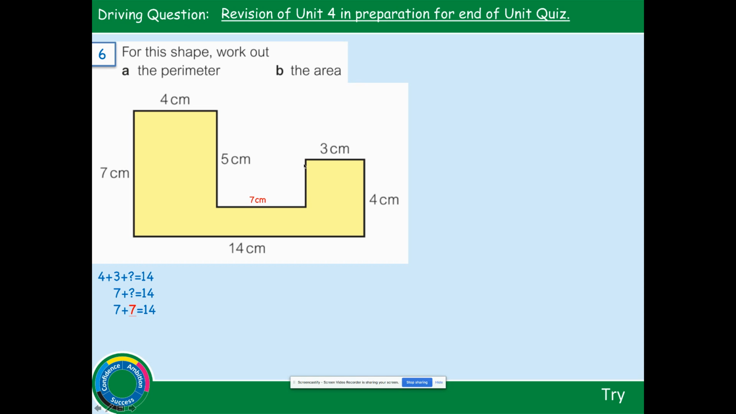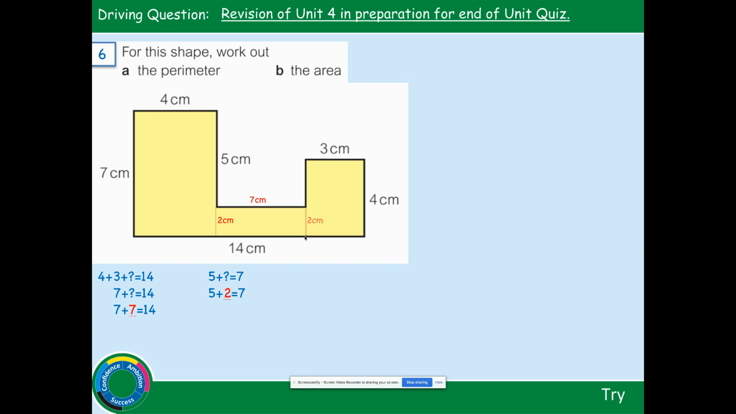Okay, now we need to find this distance here. Now, we know this distance is 7, and we know this part is 5. So if I do 7 take away 5 is 2, so I know this little bit down here is going to be 2. So if that bit's 2, I know that that bit's 2 also.